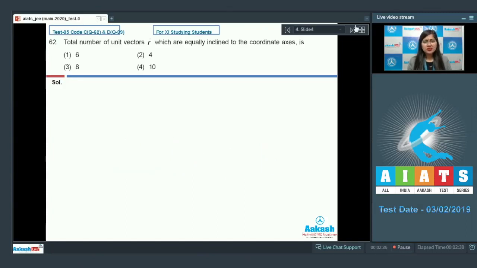Next is question number 62, which says that the total number of unit vectors r which are equally inclined to the coordinate axes is? Now let us say the r vector has direction cosines l, m and n. Now we know that for direction cosines, l squared plus m squared plus n squared is equal to 1. Also, as it is given that the vector is equally inclined to the coordinate axes, we can say that l squared will be equal to m squared will be equal to n squared.